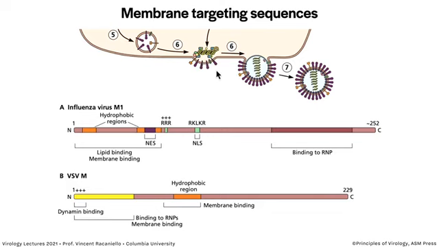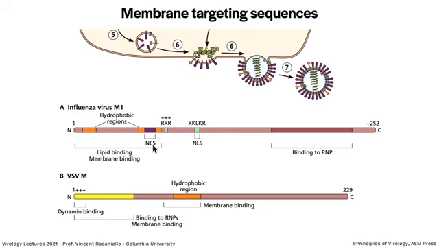Otherwise, presumably, it would just be floating around aimlessly in the cytoplasm once it got off the tracks of the microtubules. So here we have hydrophobic regions that are essential for membrane binding. A couple of other things are worth looking at.